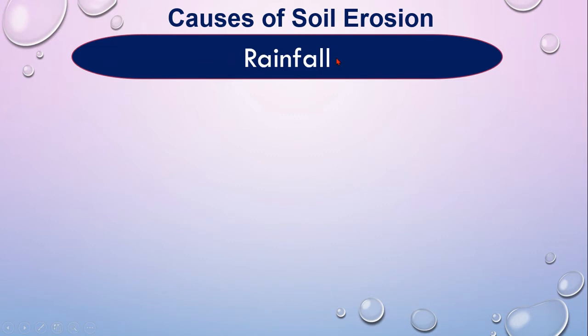First one is rainfall. That means when rainfall occurs, the water is stagnant on the surface soil, and then slowly it moves from one place to another, that means from higher slope to lower slope. That is why sheet erosion starts, then rill erosion, then channel erosion. So this is the first of the main causes of soil erosion.